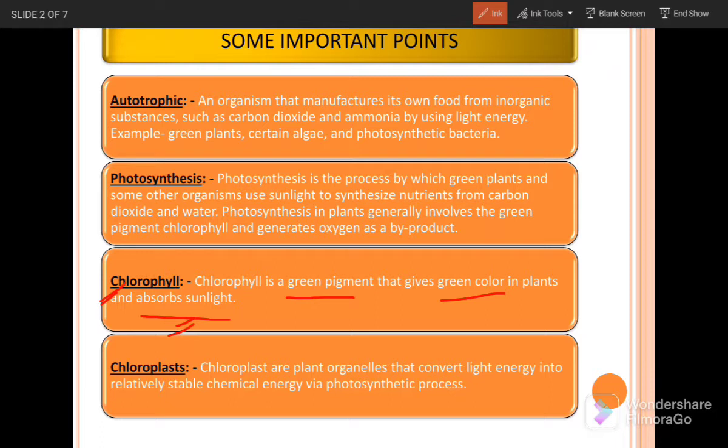Now chloroplast. Chloroplasts are plant organelles that convert light energy into relatively stable chemical energy via the photosynthetic process. As chlorophyll absorbs the sunlight, that light energy is converted into chemical energy via photosynthesis by the chloroplast. This is the function of a chloroplast.